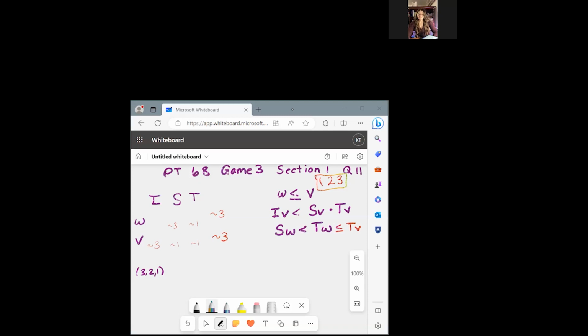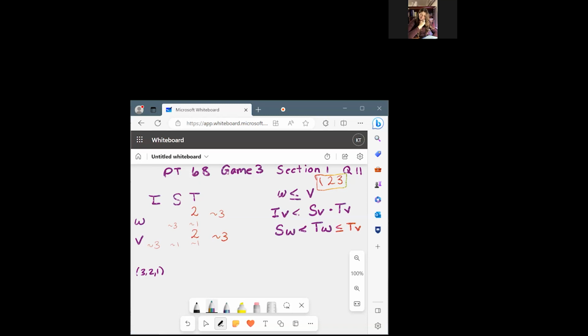It looks to me like TW can't be 1, because we deduced that, and it can't be 3. So what does it have to be? Yeah, exactly. So TW, the only option left for it is to be 2. Okay, do we see any others that might be like that? Yeah, same with TV, exactly. So TV also has to be 2. Okay, anything else? SW is 1.